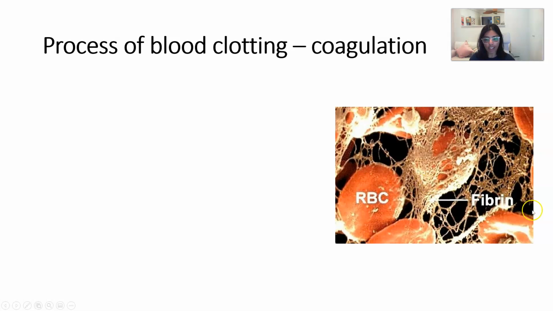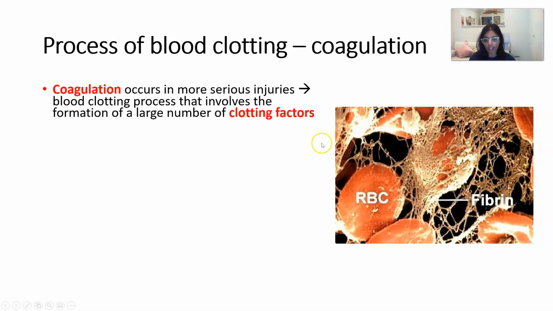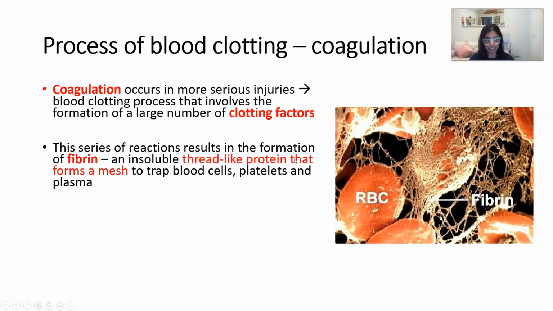Third thing we're going to be looking at is coagulation. In this electron micrograph, what you're actually seeing are erythrocytes or red blood cells, and they are tangled up in this mesh of fibers. Coagulation occurs when you have more serious injuries, so when it's a large vessel that's damaged, or multiple vessels are damaged, resulting in quite significant blood loss. In order to prevent that from happening, the blood clotting process will occur, and we will start to produce a number of clotting factors.